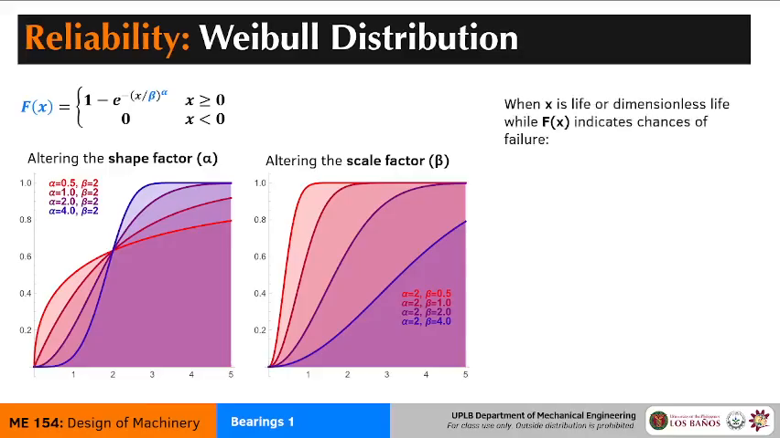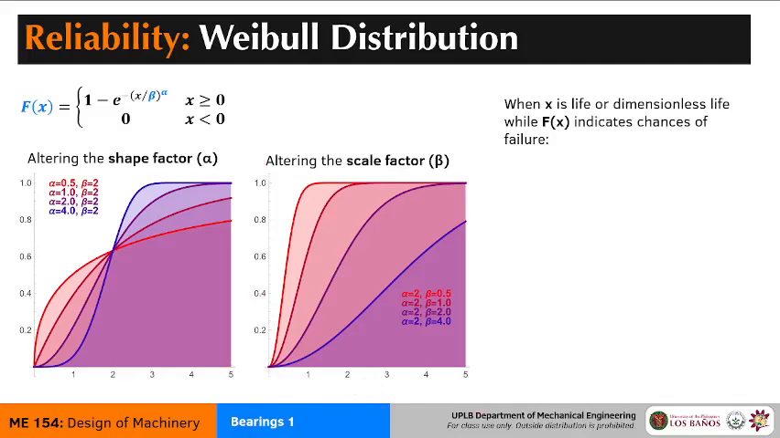Right. So when x is life or dimensionless life, now we're going to contextualize this into reliability. So x here is going to be our life or dimensionless life, whatever that may be. We won't define it just yet. While f of x, which is our y-axis here, is going to be the chances of failure. So this y-axis is the chance of failure. This is the life of your bearing.